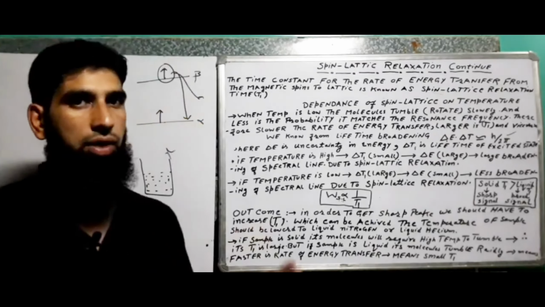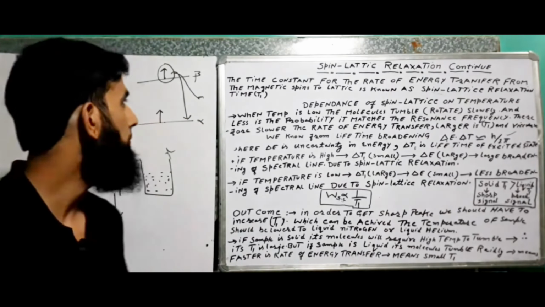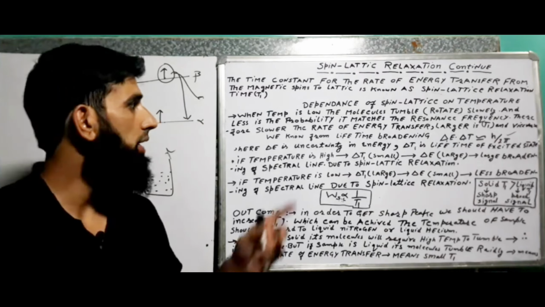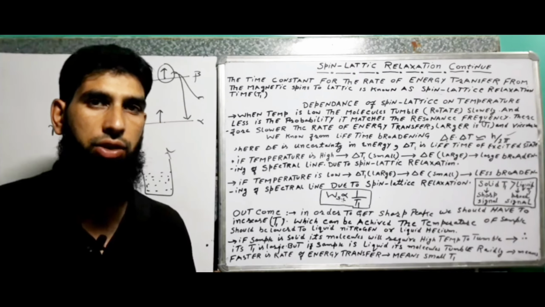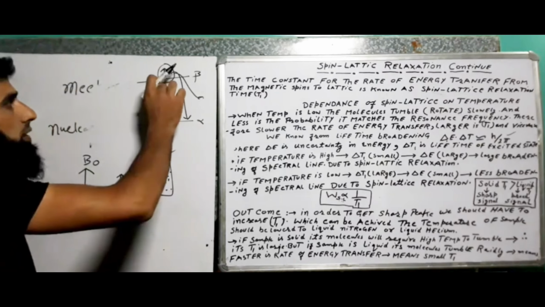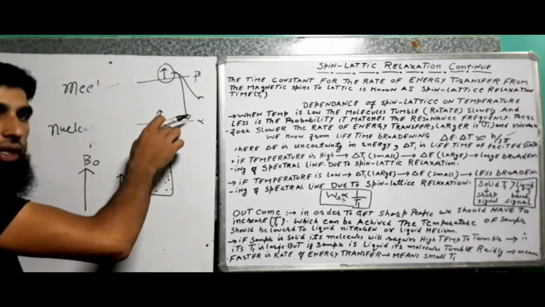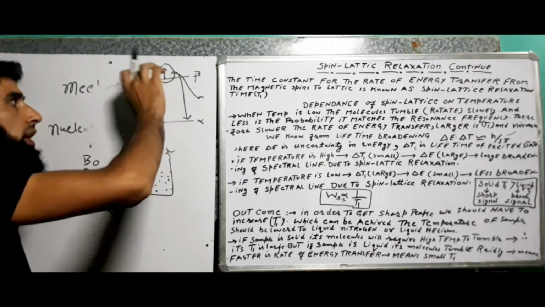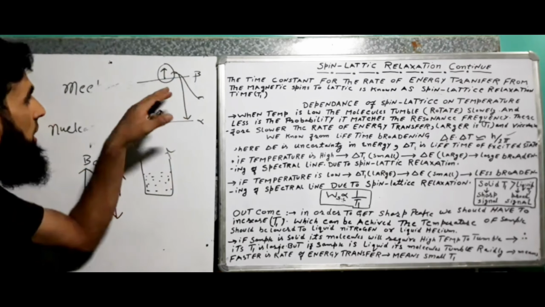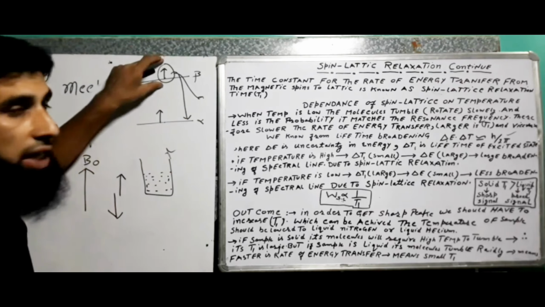I have already explained this in my previous video, but today's topic is different, that is the dependence of spin-lattice relaxation on time. Now, if this spin state spends a large time in the excited state and does not relax sooner into the lower energy state and impart this energy to the lattice, that means this spin state spends a large time in the excited state.